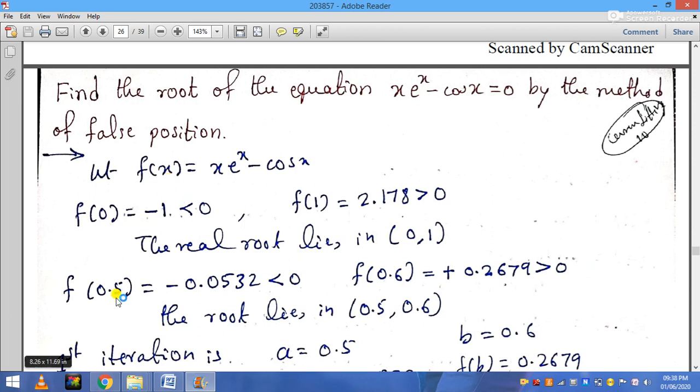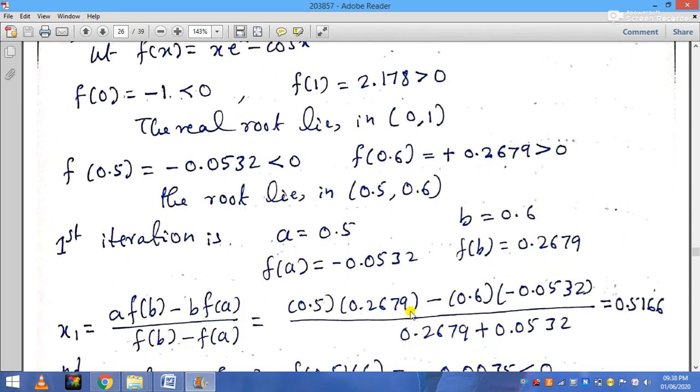Put x equal to 0.5, we get minus 0.0532, it is negative. Put x equal to 0.6, we get plus 0.2679. So this is negative, this is positive. So the root lies between 0.5 and 0.6. Now see the distance, it is 0.1. So in 2 or 3 iterations you get the answer. So let us solve by the iteration process.